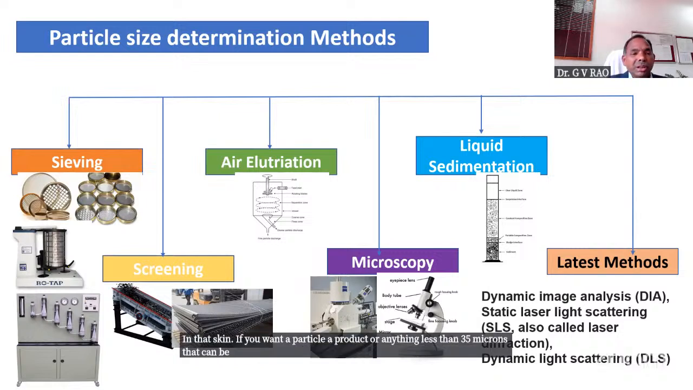If you want a product less than 35 microns, particle size analysis can be done by using a cyclosizer, which is shown here at the bottom of the sieving. Another method is air elutriation, which is very rarely used.